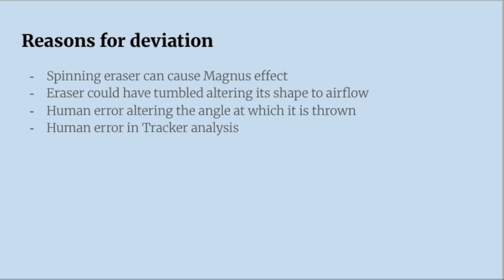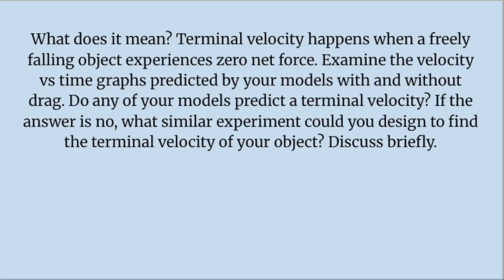If there was a significant force when it was thrown, it could alter the initial angle. And then finally, there could have been human error in the Tracker analysis, and so there could be measurement noise due to motion blur or click inaccuracy. There's a lot of things that could have caused this change, but overall it still shows that the trajectory with no drag is going to be more than when there is drag.